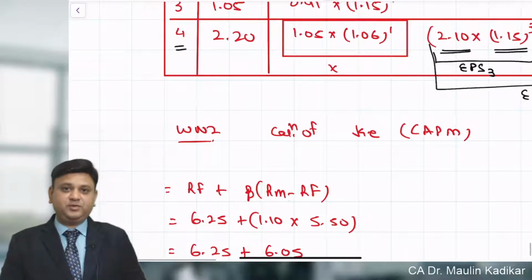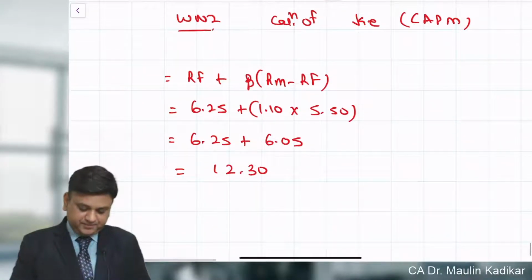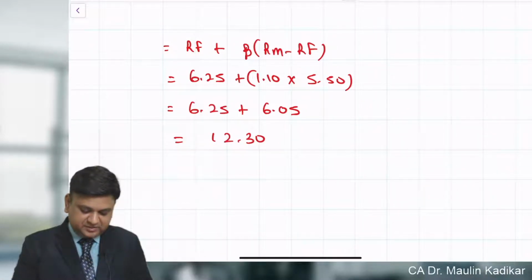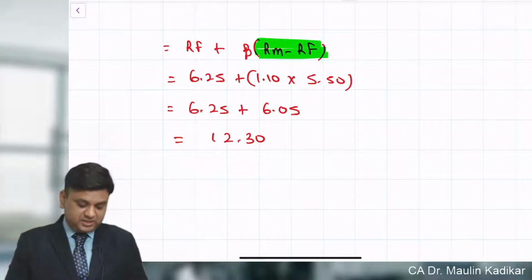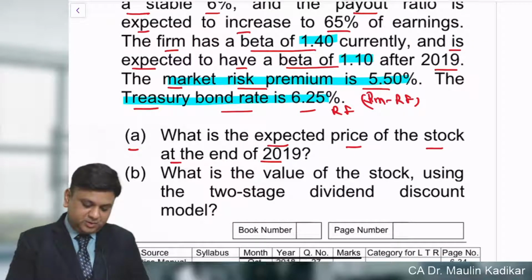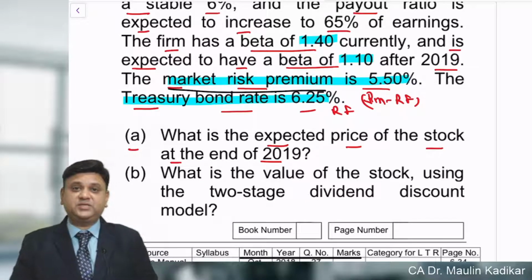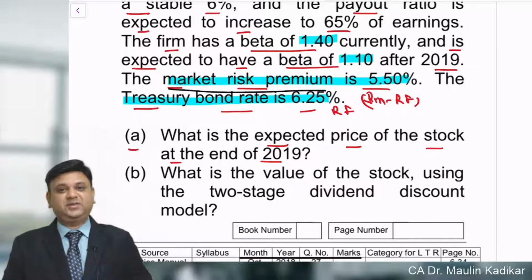There is one more query from a student regarding this calculation of the cost of equity. Over here, how is this 5.5 itself supposed to be kept? Aren't we supposed to deduct the RF from the RM? Yes, we should deduct it. However, we can see that the question is providing the information about the market risk premium. The term market risk premium stands for the difference of the return on the market portfolio and the risk-free rate of return. So directly RM minus RF is given.